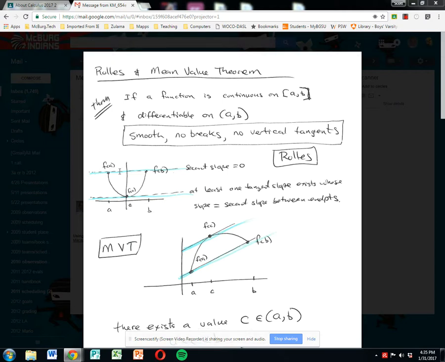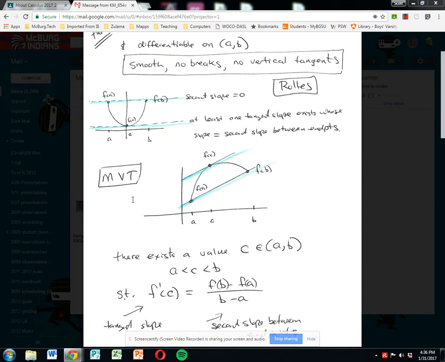So in this particular case, since the secant slope is 0, somewhere along this line there's a max or min, an extrema, where there's a tangent slope exactly the same. Mean value theorem is very similar to this. It's basically a corollary of Rolle's theorem. And it basically says the same idea.